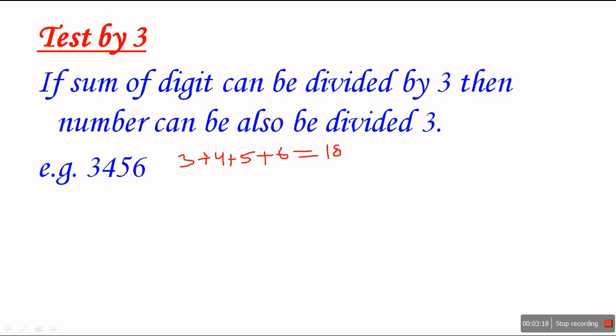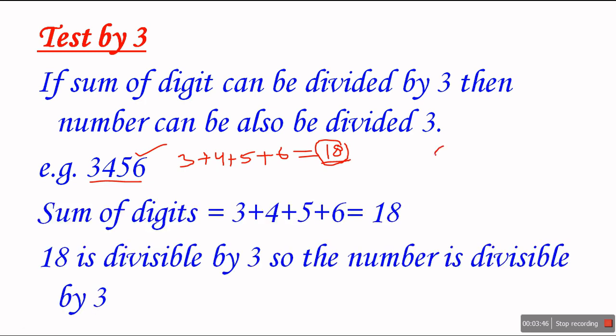Okay, and this 18 is in table of 3. 18 is divisible by 3, so the number is divisible by 3. So for testing 3, what we do? We add all digits, and if sum of the digits is divisible by 3, the total number is divisible by 3. Let us take another example.